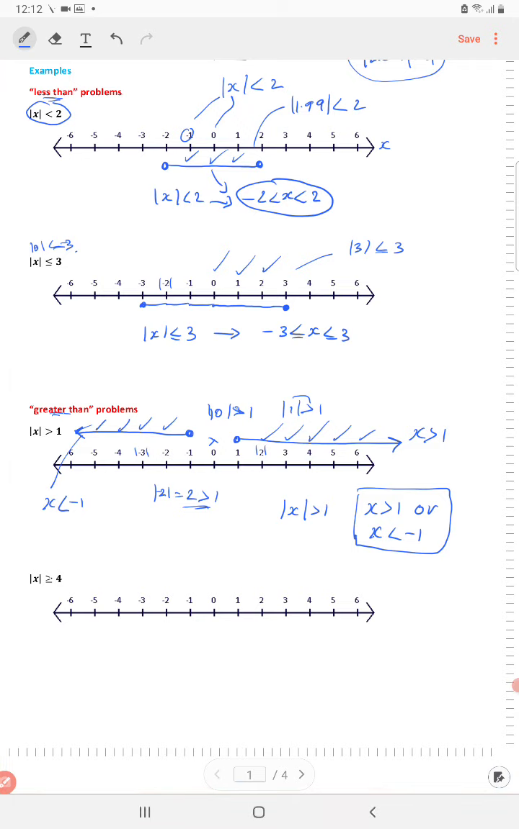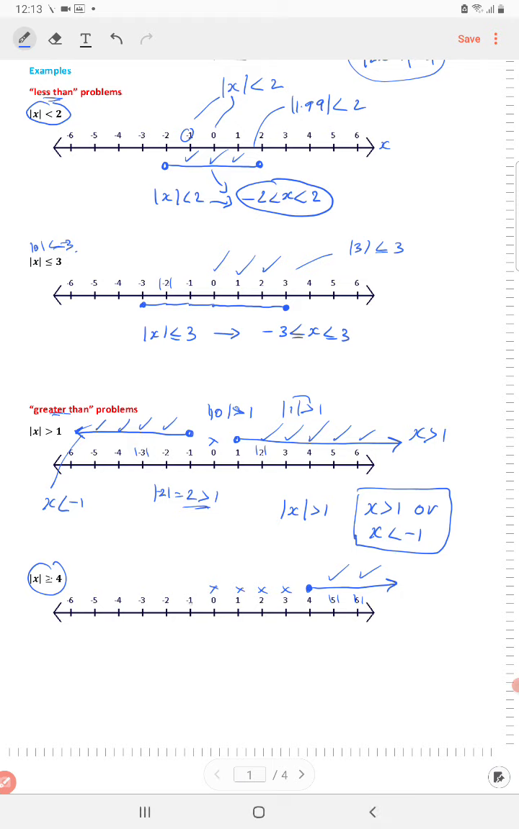So in this question, |x| must be greater than or equal to 4. Well, 0, no. 1, no. 2, no. 3, no. But 4, absolute value 4 is equal to 4, so that's your starting point. And absolute value 5 and absolute value 6, both of these are greater than 4. So that would be part of your solution.